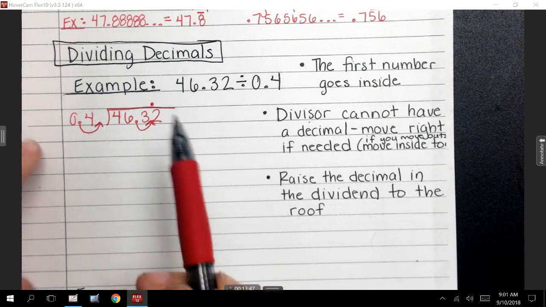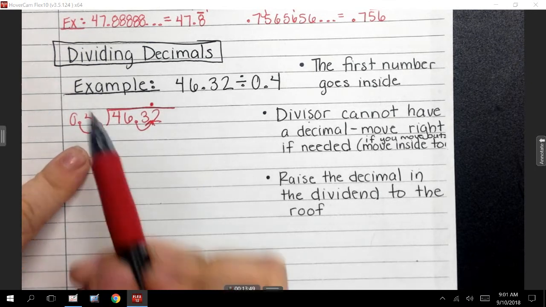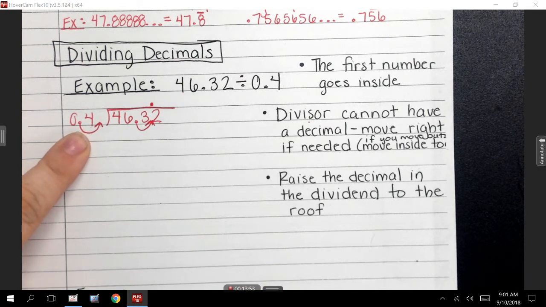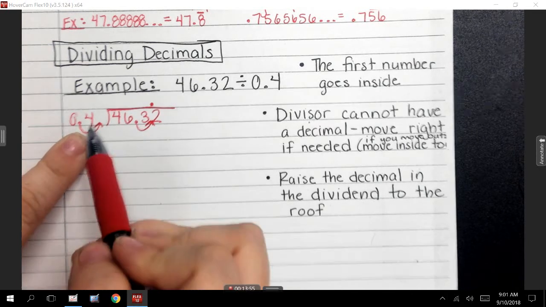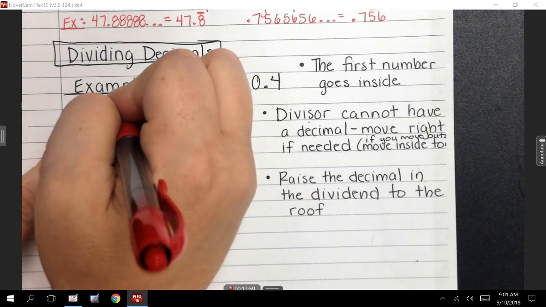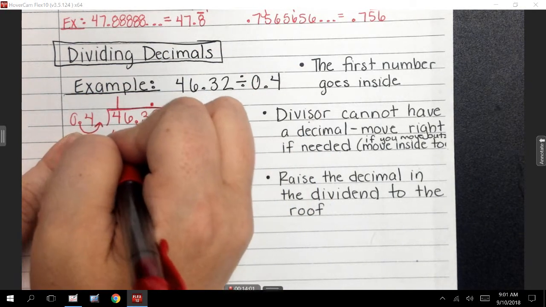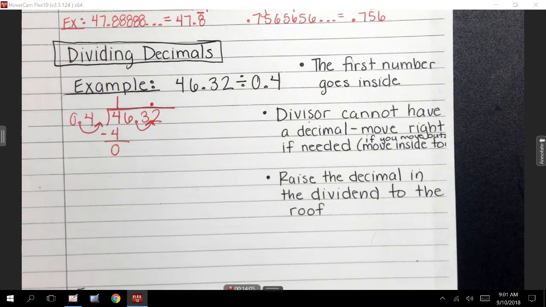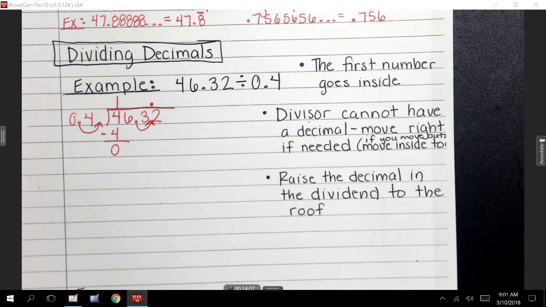All right. So we raised our decimal up to the roof. So now we're going to look, and we've got the 4 at the door. And we're just going to divide like normal. All right? So 4 will go into 4 how many times? 1, so I'm going to write a 1 on top. 1 times 4 is 4. When I subtract, I get 0. 0 is smaller than 4. I'm going to keep going. And I'm going to slow down.